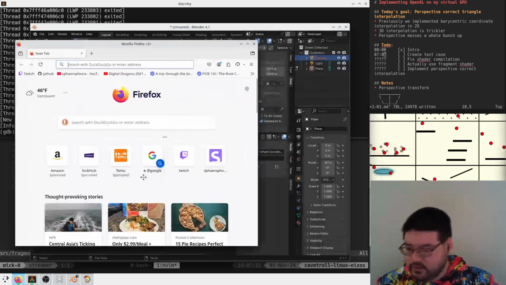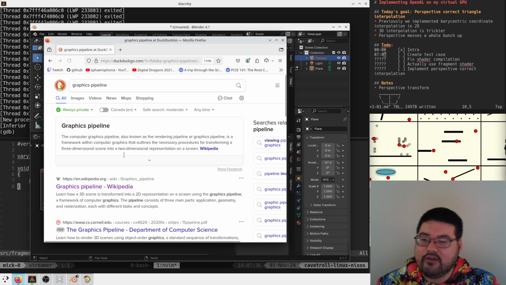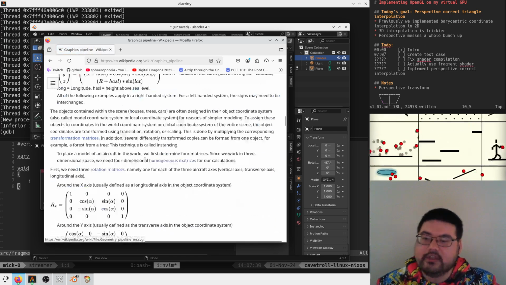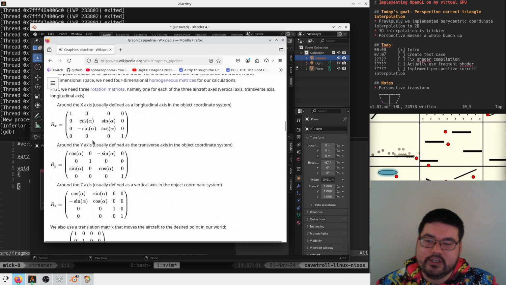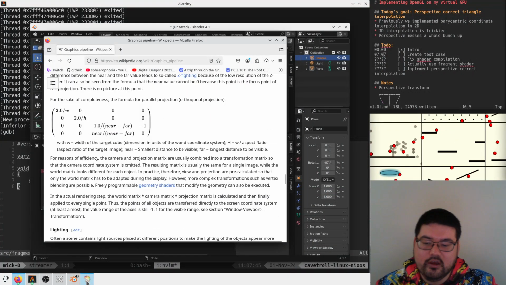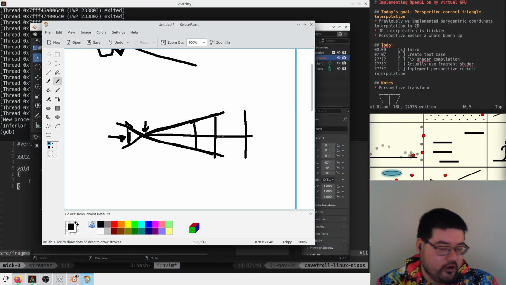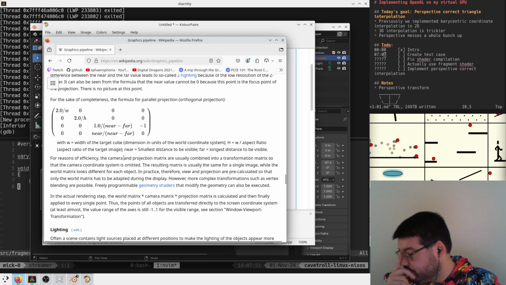And the way we do that is, let's look at the graphics pipeline on Wikipedia. Basically, you send all of the vertices that you want to use through this projection matrix, which basically does the math of saying, of this here, right? Things farther, smaller. That's essentially what this does, right?